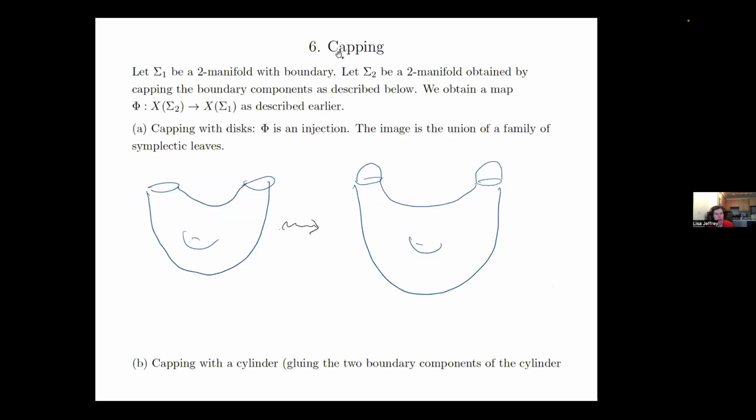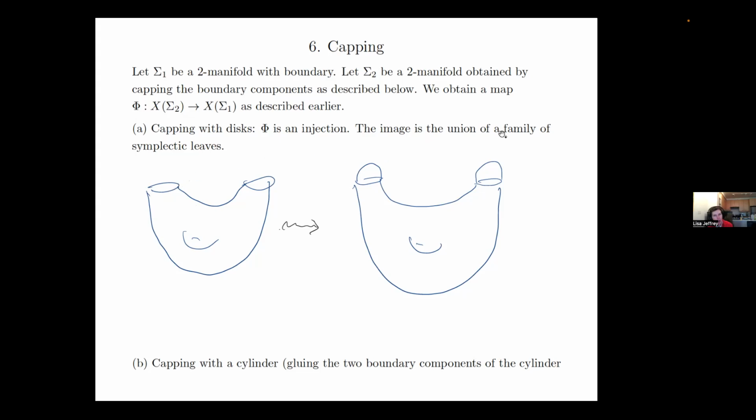So I'll describe some morphisms of character varieties which we get by natural operations on the surfaces. One operation is capping off boundary components. So if sigma 1 is the two-manifold with boundary, let sigma 2 be the two-manifold obtained by capping the boundary components as described below. One thing you could do is cap off a boundary component just by a disk.